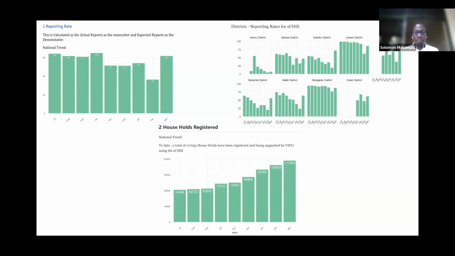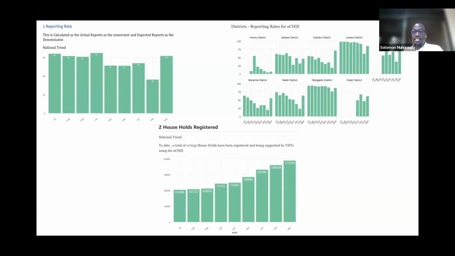And I thought this would be important to showcase in this presentation, because it tells a story of how we still have challenges with rolling out or implementing the electronic community health information system. So at the moment, you can see that the national level, I think, of March was 62%. Our target is always 60%, so we're a little bit above. But you see in the previous months of February, January, we're a bit down below the national target of 60%, and that always gives us sleepless nights.